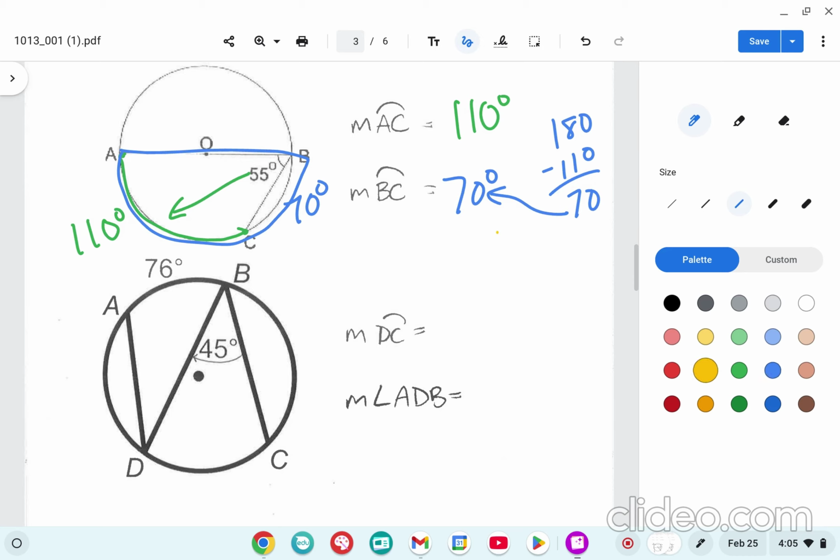Next one looks complicated, but it's not too bad. You either go again from arc to angle or angle to arc. So if we look at our 45 degree angle, that's going to be times 2 to find the arc, and that tells me that arc DC is 90. On the other hand, starting from 76, if I go into the angle from 76, that angle is going to be half the measure of that arc, which is 38 degrees. Again, it looks complicated, but really it's either half or double, depending on what it is. Either you're going from arc to angle, that's half, or angle to arc, that's double.